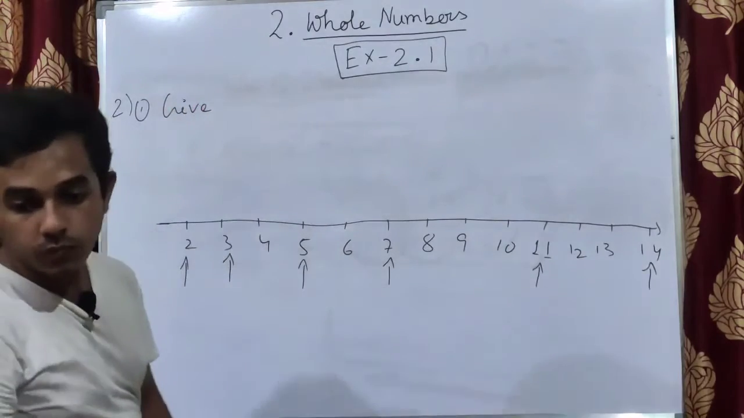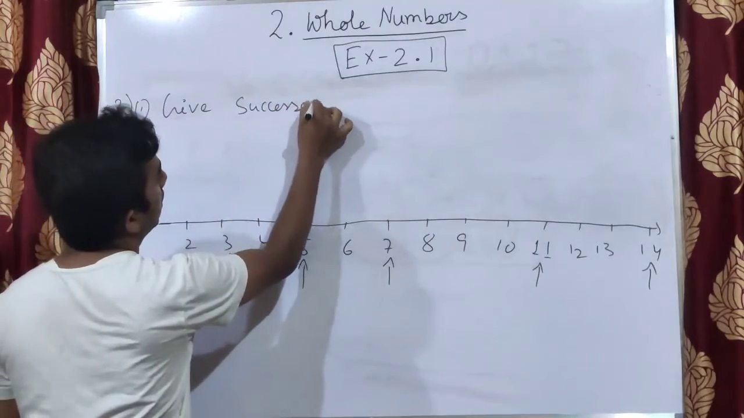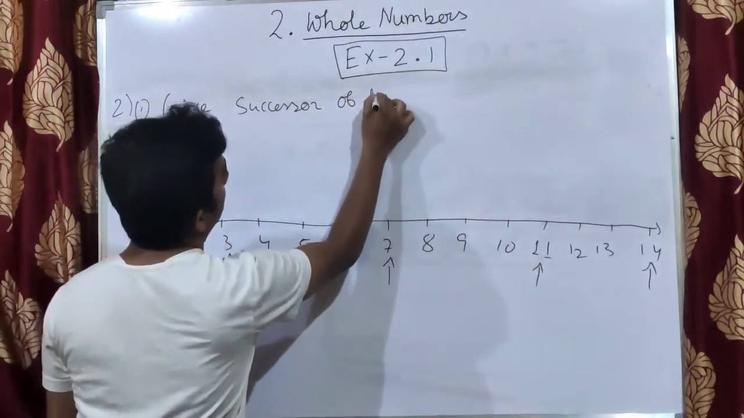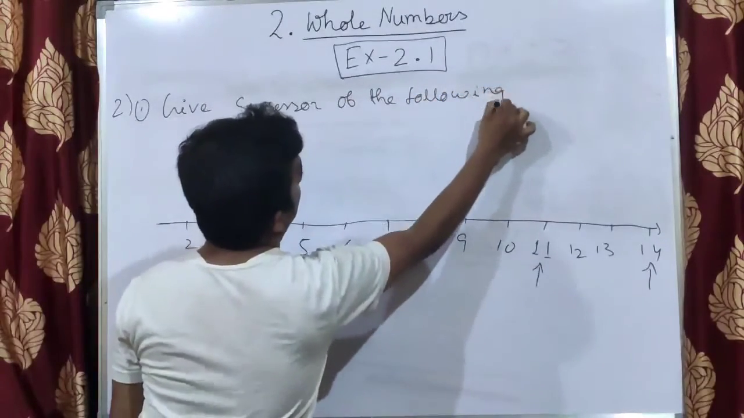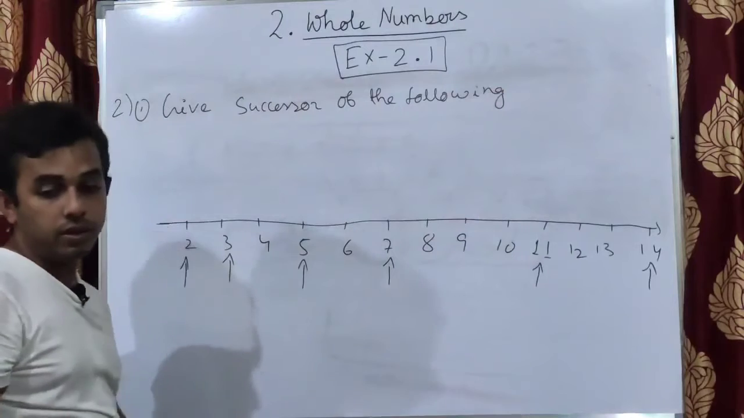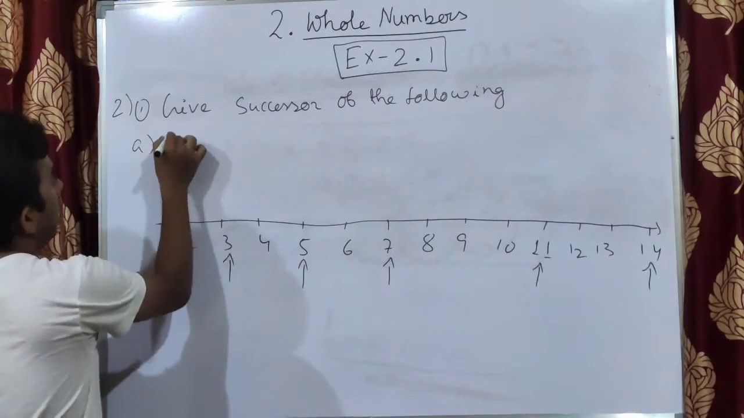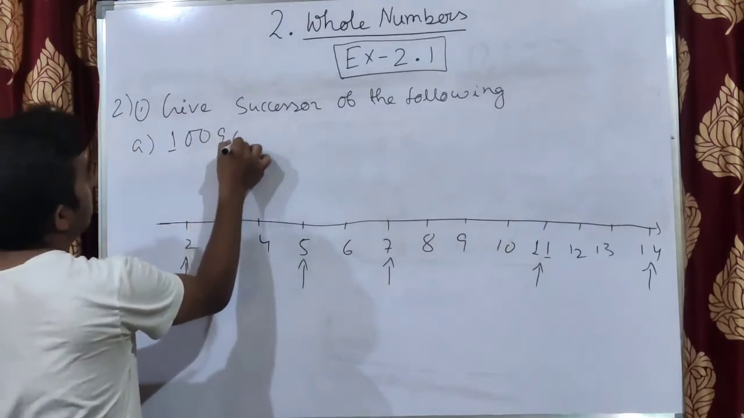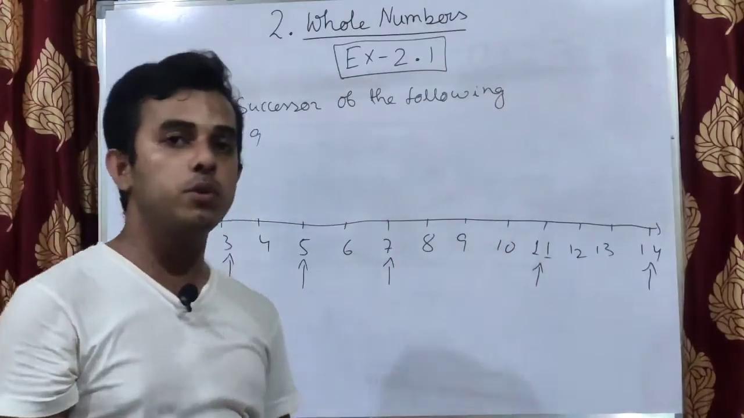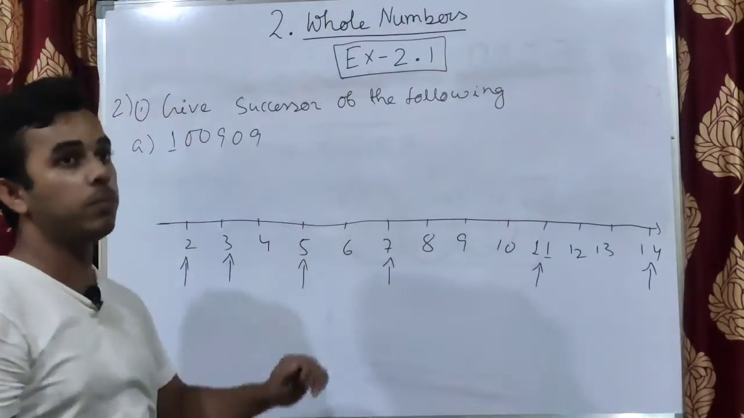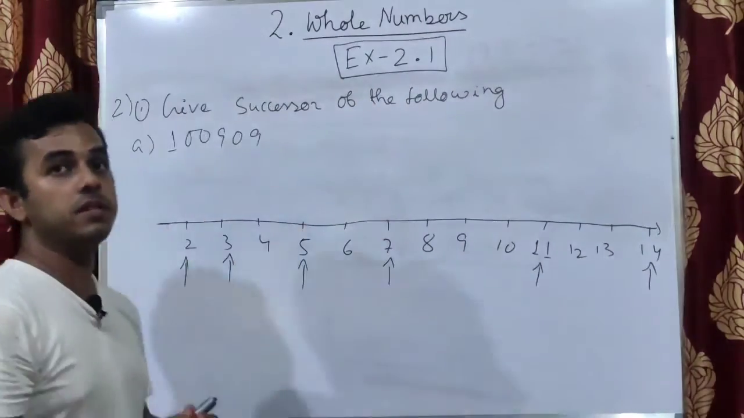Give the successor of the following. So the number is 100909. For finding the successor of this number, what do we have to do? We have to just add 1 to this number. Now if we add 1 to this number, let us see what the result is.